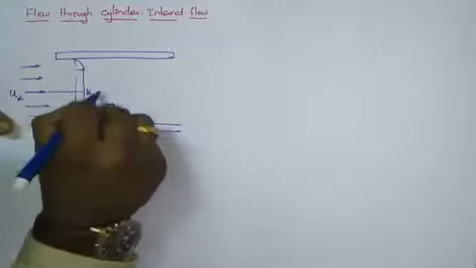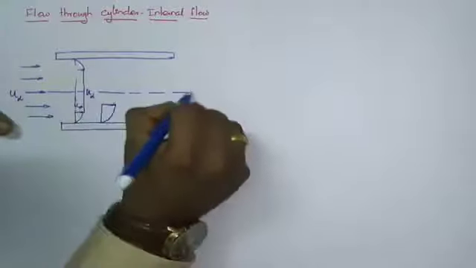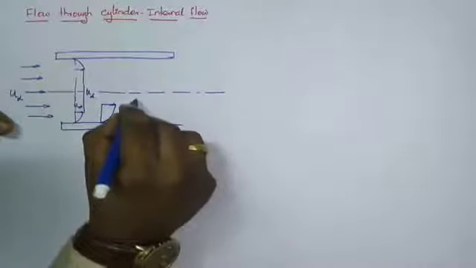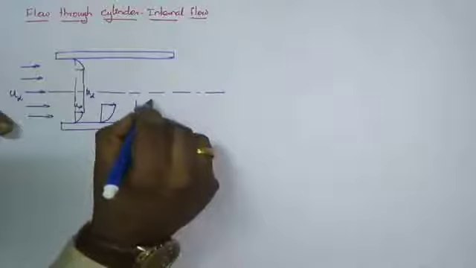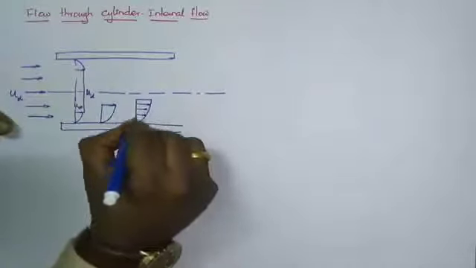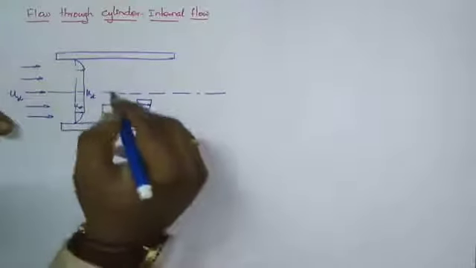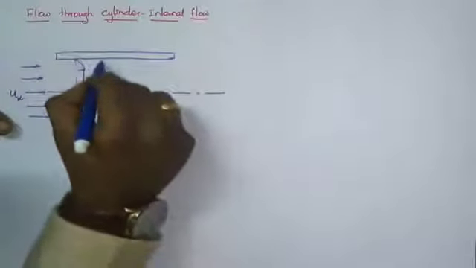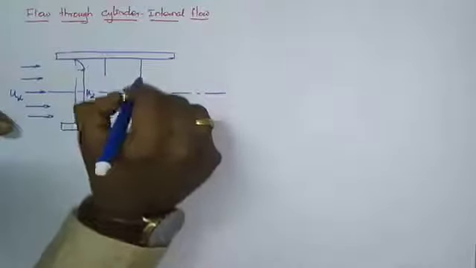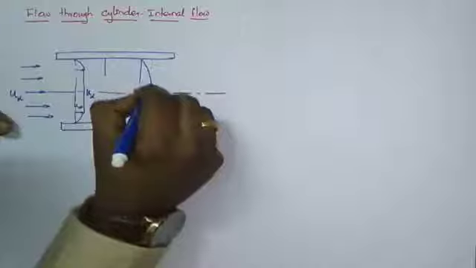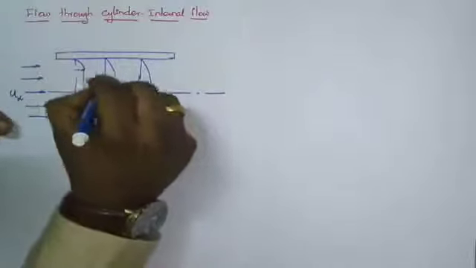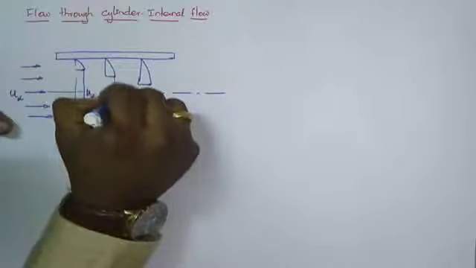This is your center line of the cylinder. In some more distance, you will get a velocity profile like this. So this is your velocity profile, right? Similarly, in this wall also, you will get a velocity profile like this. So here it will be a flat curve.